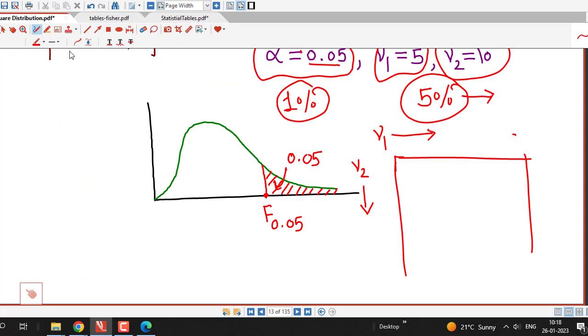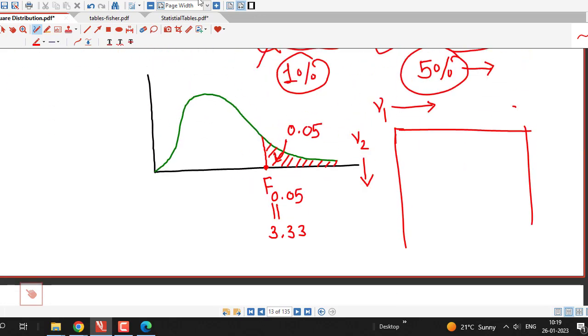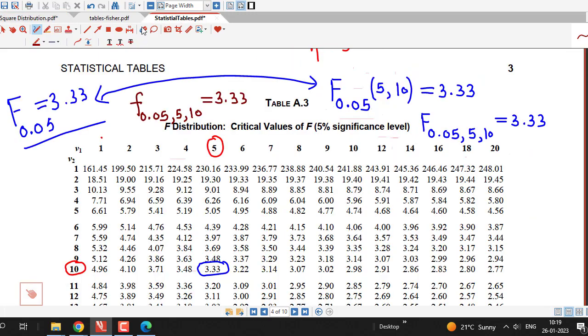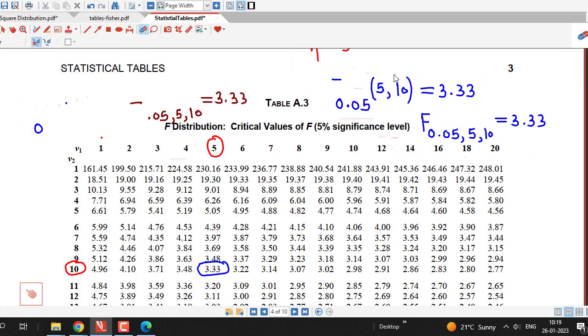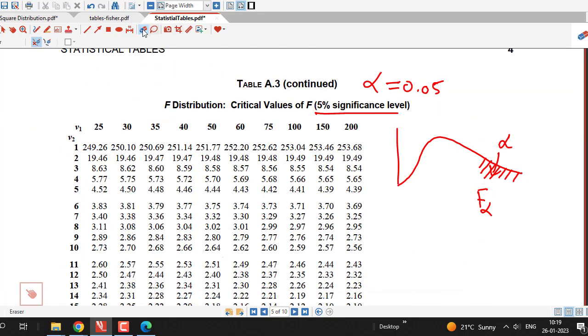So you can see here what this point is. This is nothing but 3.33. So in this way we can use the F table easily. All we have to take care of is, first you find the F table corresponding to the given level of significance, and then you find the value corresponding to numerator and denominator degrees of freedom. We can find another value also by changing the numerator and denominator degrees of freedom. Suppose we use this table.